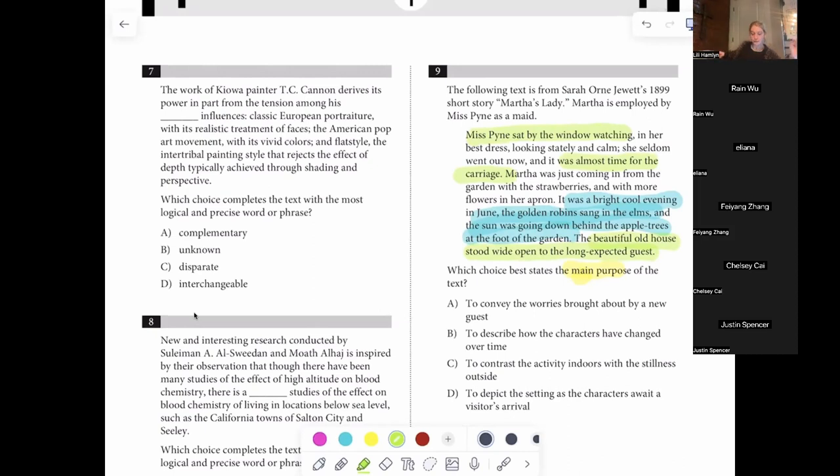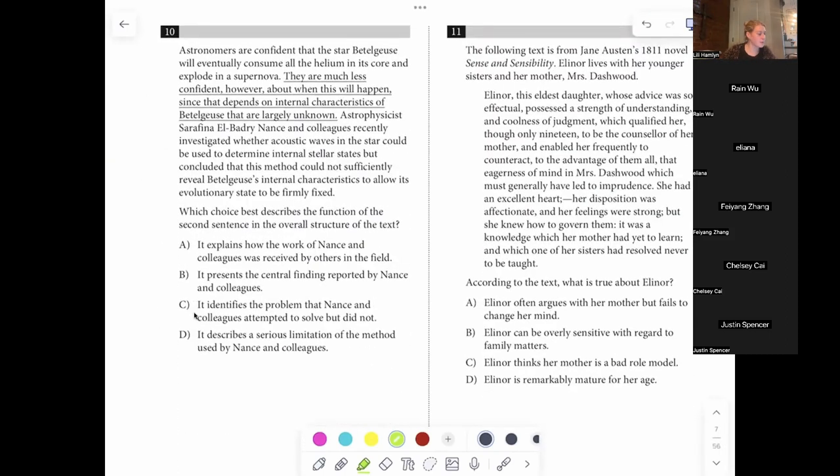Perfect. All right. What did everyone get? Which choice best describes the function of the second sentence in the overall structure? Okay, a little bit more of a mixed bag here. Yeah, so the structure is identifying the problem. In this case, that they are much less confident about when this star will explode into a supernova, which they then try to solve, but couldn't. So it's identifying the problem, and then the rest of the text is the solution that didn't happen. All right, great.